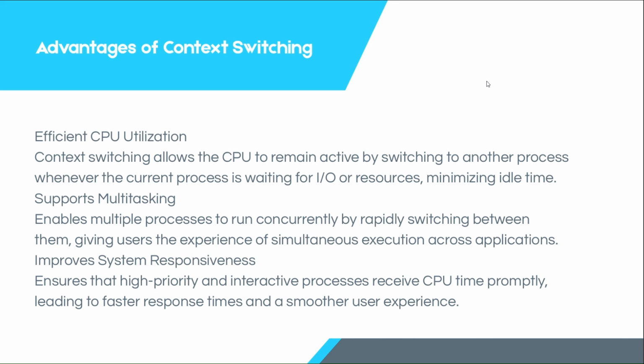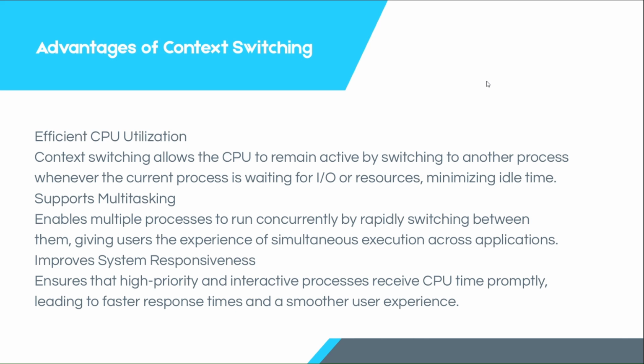The second advantage is better CPU utilization. Sometimes a process waits for an input-output operation such as reading data from a hard disk or receiving information from the internet. Instead of allowing the CPU to remain idle during the waiting period, the operating system switches to another ready process. As a result, the CPU remains busy most of the time, increasing overall efficiency. The third advantage is improved responsiveness. Interactive applications such as web browsers, video calls, online games, and media players respond quickly because they receive CPU time regularly. Without context switching, users would experience long delays whenever multiple applications were running.